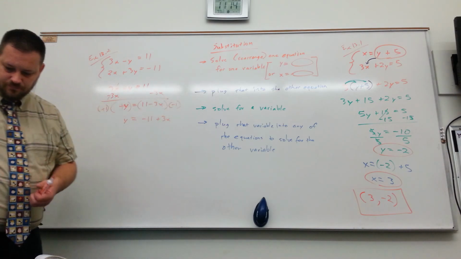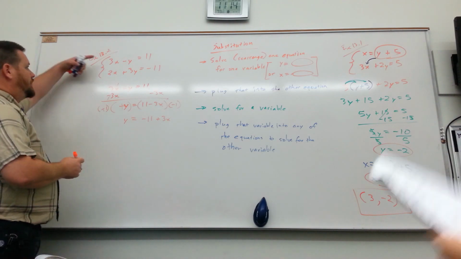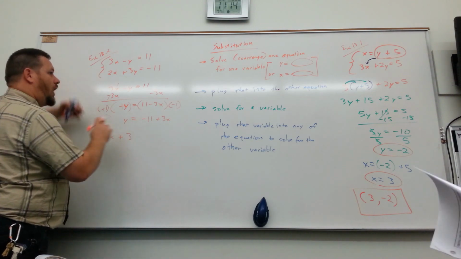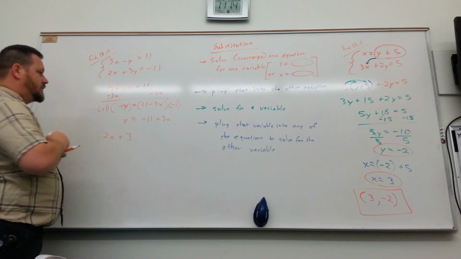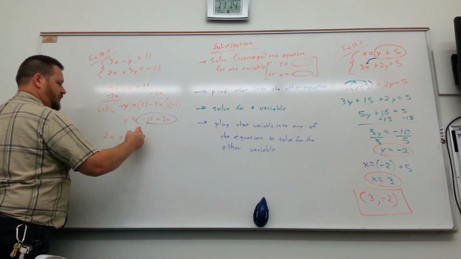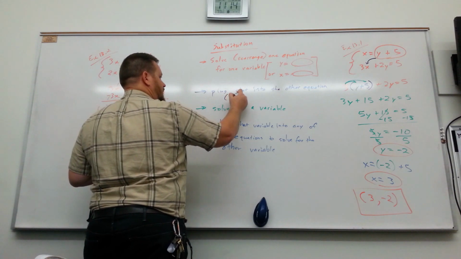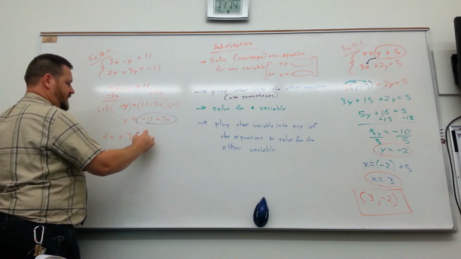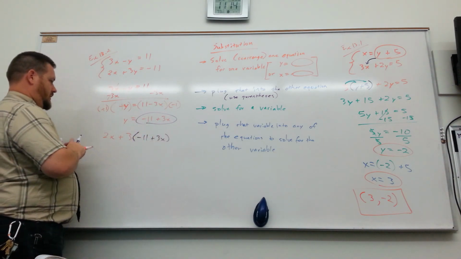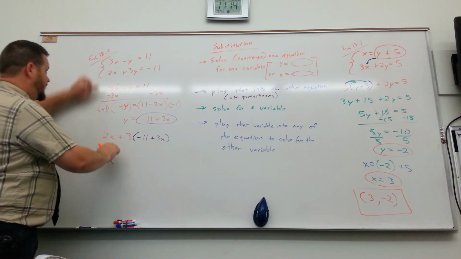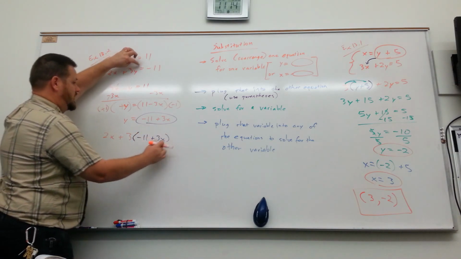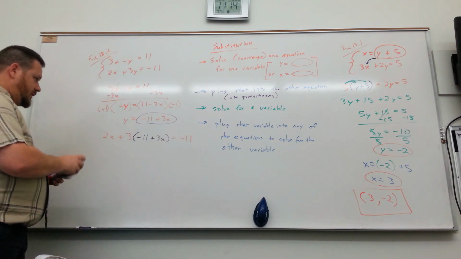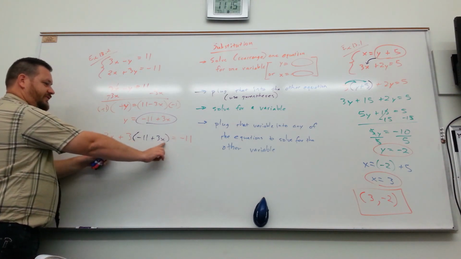I've done my rearranging. All right, so then I'm going to take my other equation, which is 2x plus 3 times y, and y is negative 11 plus 3x. So I'm going to plug this in, and use parentheses. Let's finish it. 2x plus 3 times y equals negative 11. Then I've got to finish solving this. So now I have one equation that only has x's in it.